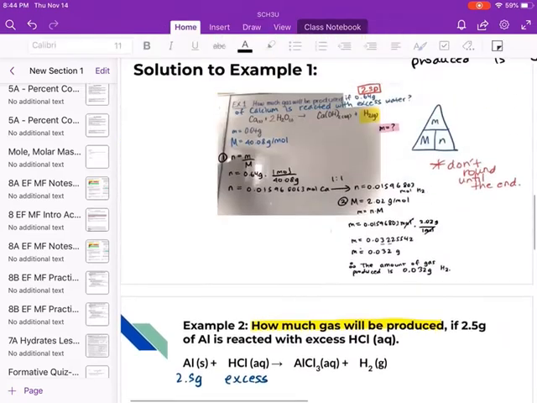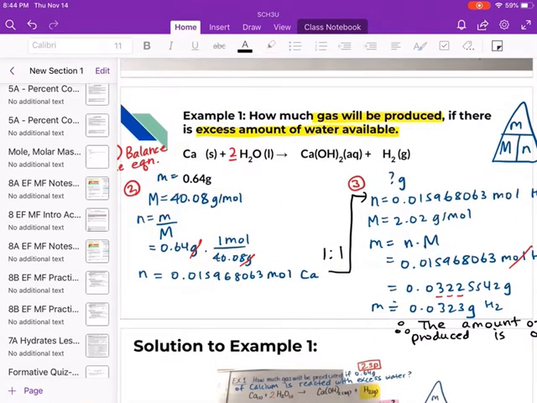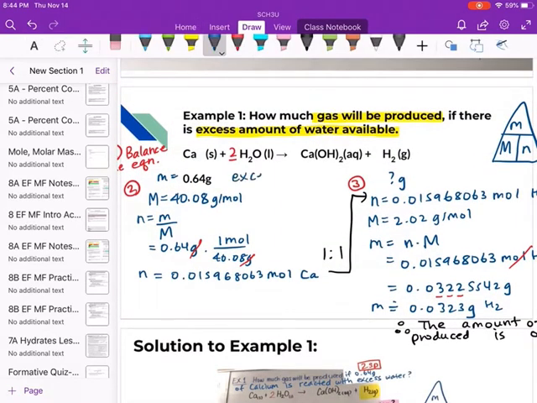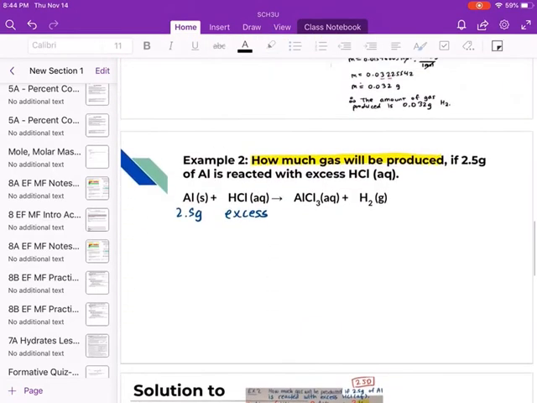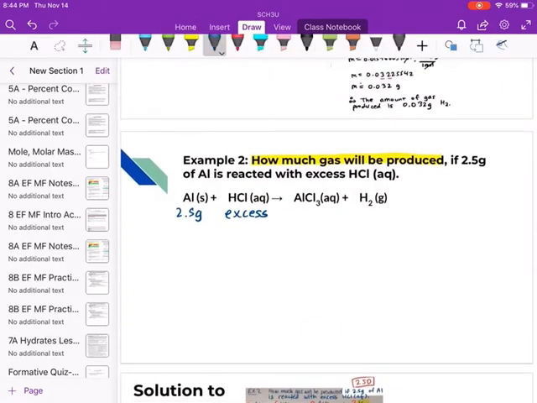I'll just edit the previous and write excess. So I didn't really have to worry about that part. So I know this is not a limiting reagent question, which is a concept you learn later on. And they're wondering about how much gas will be produced. So that means, well, hydrogen gas is the only gas produced, and I need that in grams.